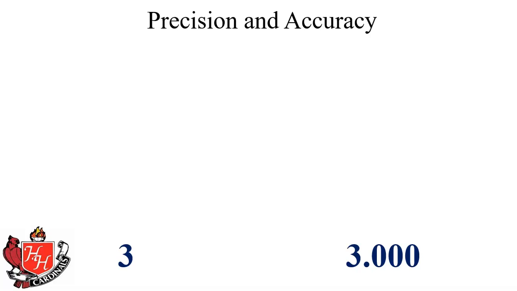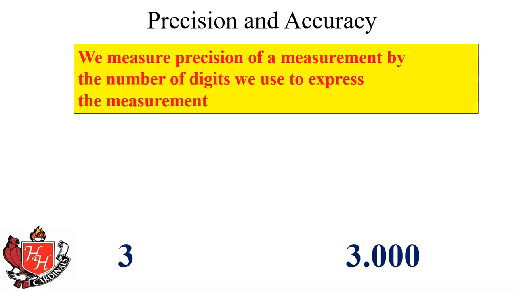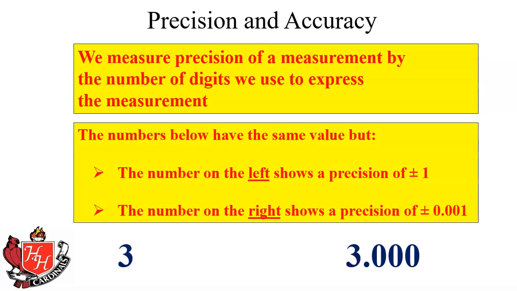So you see two numbers here, a 3 and a 3.000. Now, in math class, those two numbers would be equal to each other, but not in science. We measure precision of a measurement by the number of digits we use to express the measurement. So the numbers below have the same value, but the number on the left shows a precision of plus or minus 1. In other words, that number may actually have been 2.5 that was rounded up to 3, or 3.499 to be more exact, that's rounded down to 3. So that's a big spread between 2.5 and 3.499. So that's not a very precise number.